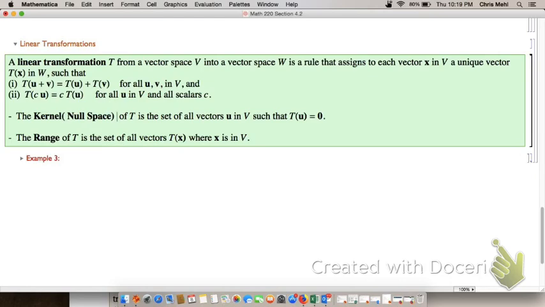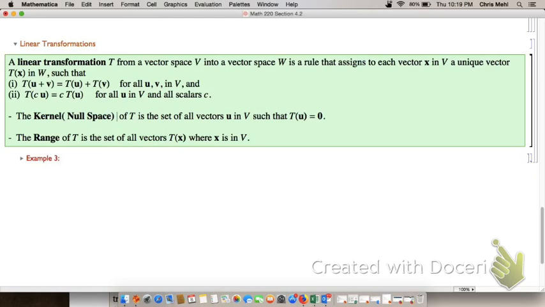So, if you have a linear transformation T from Rm to Rn, you're going to have a standard matrix A, and remember, your linear transformation is given by that standard matrix. The null space of that matrix in that sense is going to be exactly the same thing as the null space or kernel of the linear transformation. It's just that these definitions are much more general.